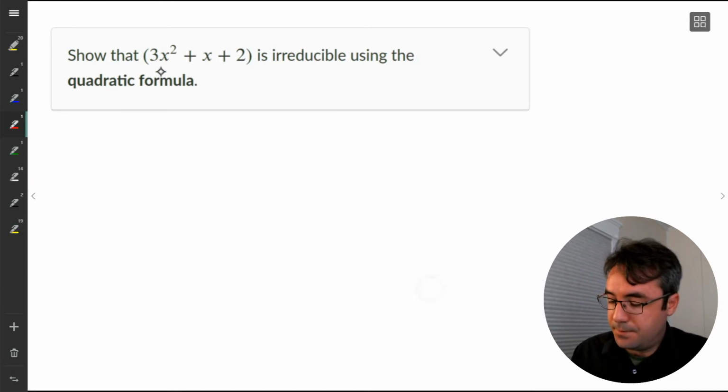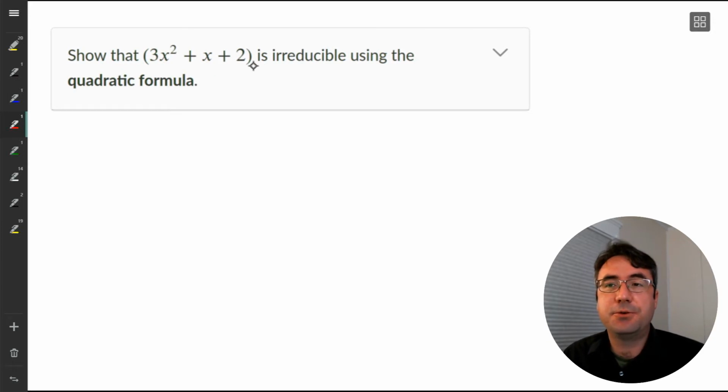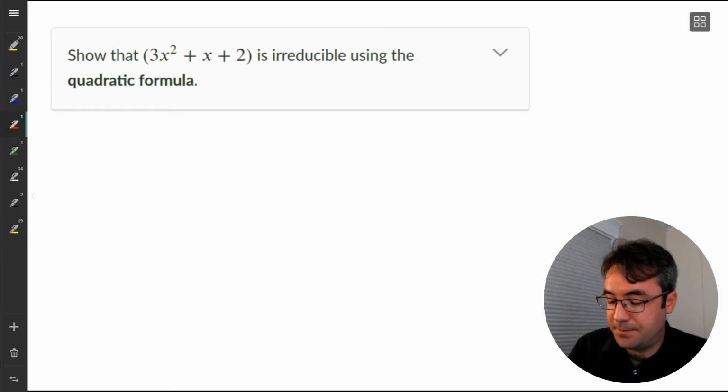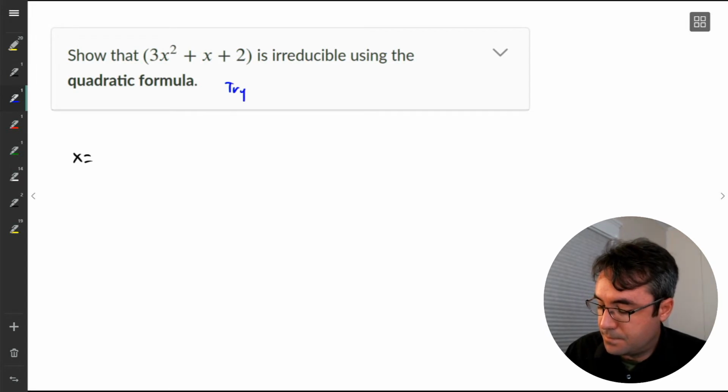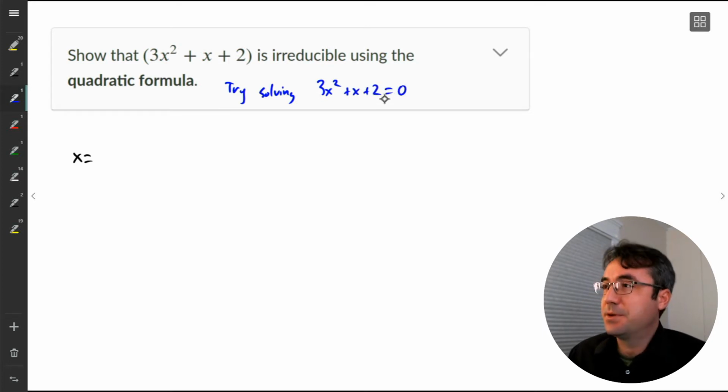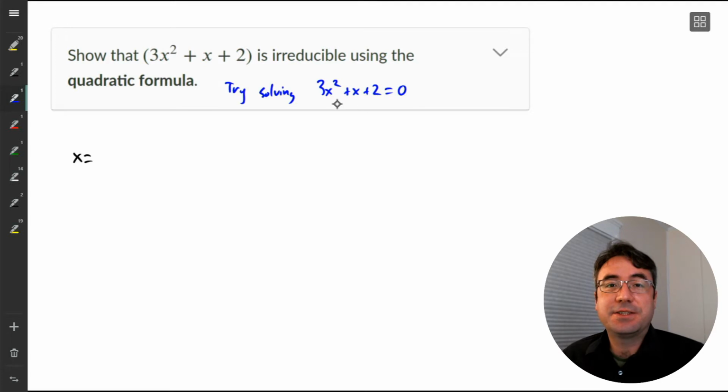So, 3x squared plus x plus 2, how do we show that this is irreducible? Well, we could just try our quadratic formula. So let's remember what that says. So let's try solving, take our questionable quadratic here and set it equal to 0, and then try solving that for x. So 3x squared plus x plus 2 equal to 0. Let's try solving that.